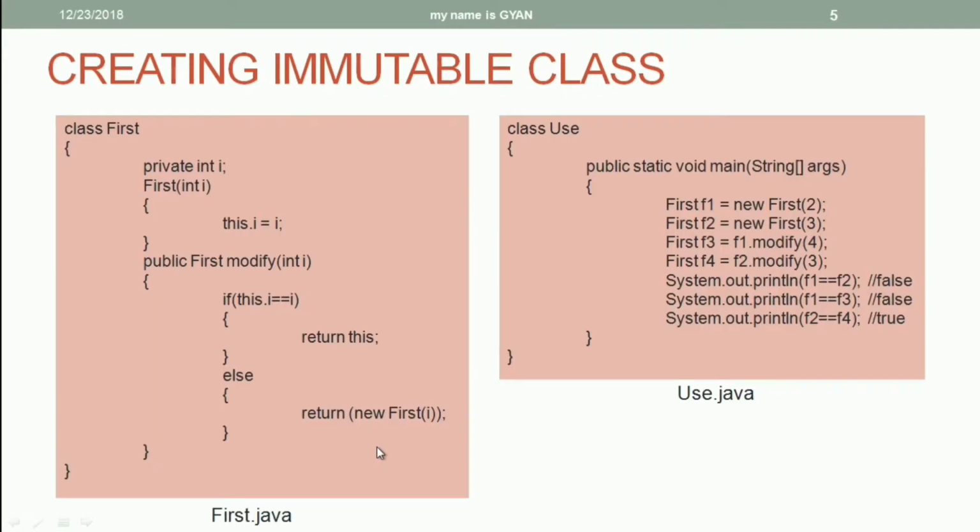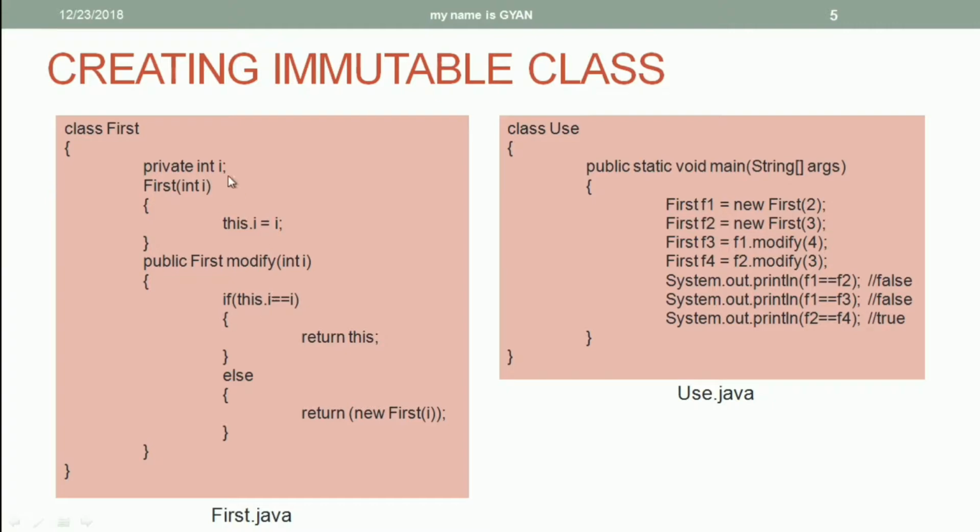Here in this case, we are creating our own immutable class, First. We have the Java file First.java. In First.java we have the class First. In the class First we have the private integer variable i. Then we have the constructor of the class First, which accepts an integer argument. Then we are updating the field i of the class First with the formal argument i of the constructor. Then after that we have the method modify, which accepts an integer as argument.